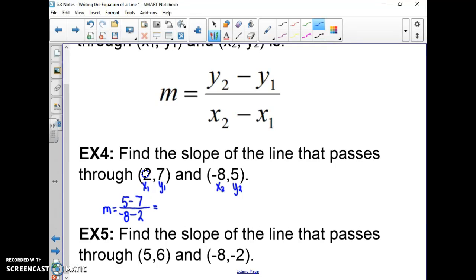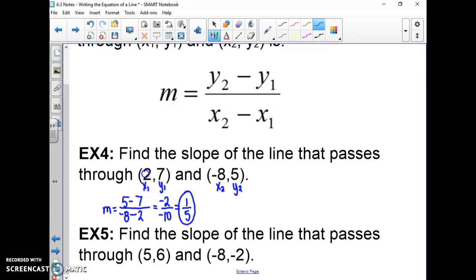Then we just have to calculate what we have here. 5 minus 7 gives us negative 2. Negative 8 minus 2 gives us negative 10. Now in this case, negative over negative is positive, and then 2/10 reduces to 1/5. So we get a slope of positive 1/5.